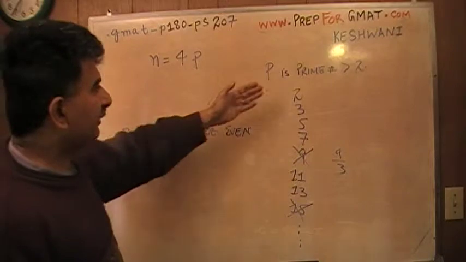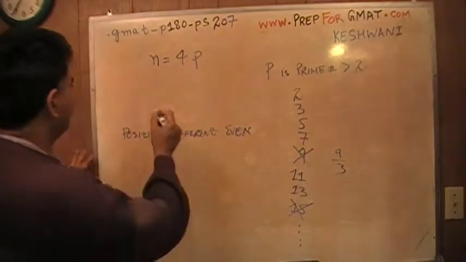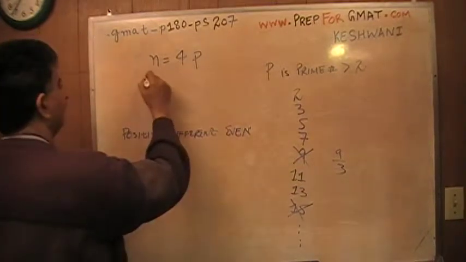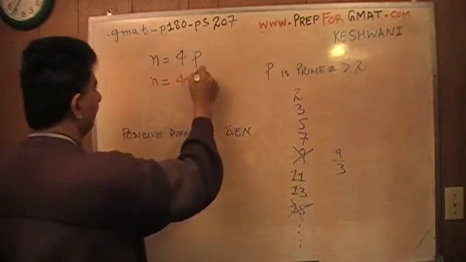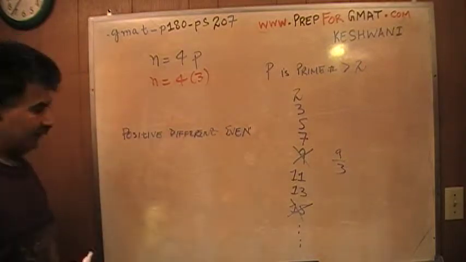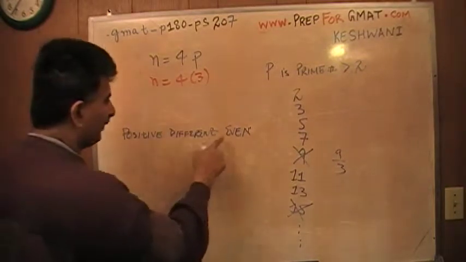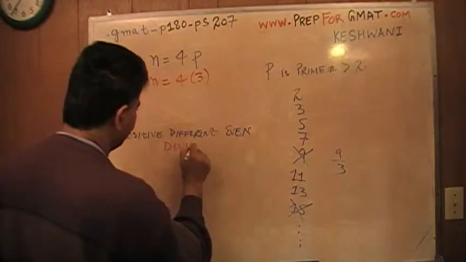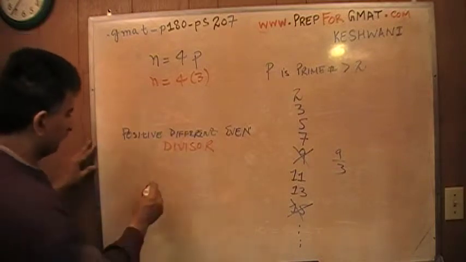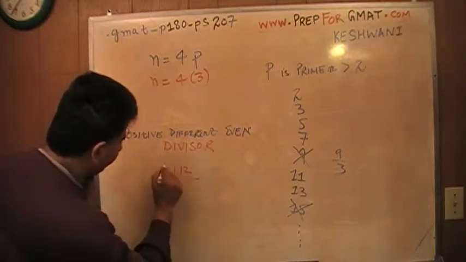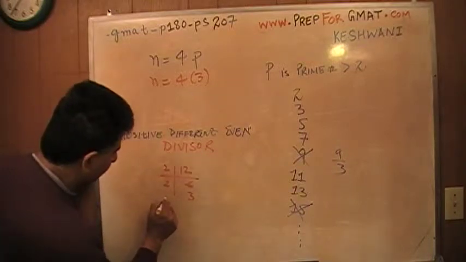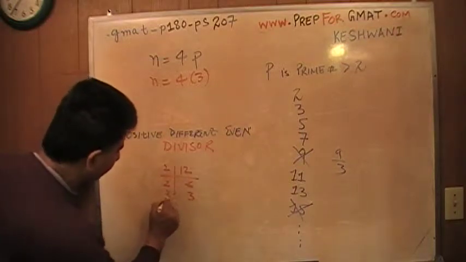I'm going to plug in something for p. Since we are told that p is a prime number more than 2, let's start with 3. So let's pretend that p is 3. If p were 3, this would be 12. The question is, how many different positive even divisors are there? Divisor means factor. What are the factors of 12? Let's find out the factors of 12. 12 goes into 2, that's 6, that's 3, and that's about it. And then 3, and then of course 1.